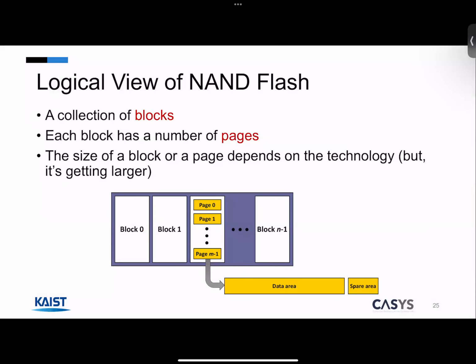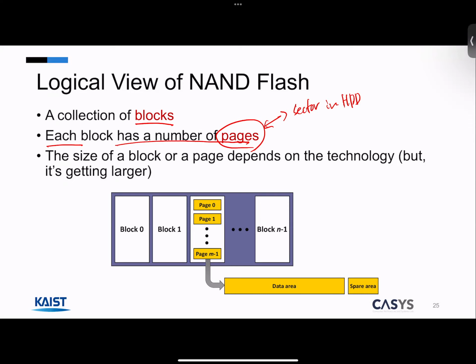SSD has this logical view, which is an array of NAND flash. Again, like hard disk, SSD is a block type device. It's a collection of blocks. And internally, each block has a number of pages. So pages are a similar concept to sectors in HDD. These are the basic unit for I/O, like a sector in hard disk.